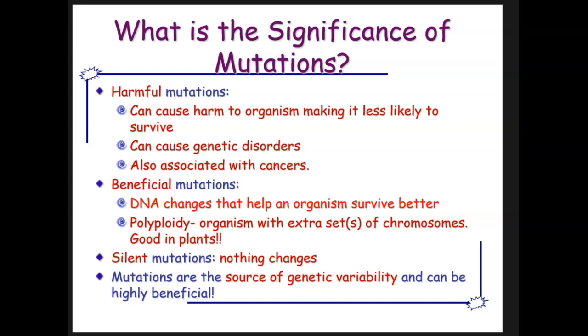All right, what is the significance of mutations? Well, mutations can be harmful. They can benefit. So some harmful mutations can cause harm to organisms, making them less likely to survive. They can cause genetic disorders, and they're also associated with cancers. Now, benefits: DNA changes that help an organism survive better. For example, polyploidy, meaning organisms with extra sets of chromosomes, which is good in plants. It gives them extra leaves, so more sunlight, extra flowers, things like that.